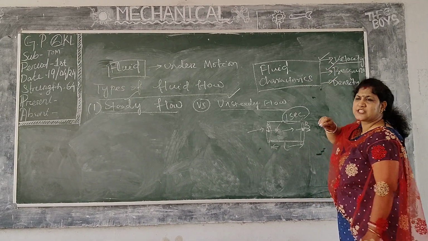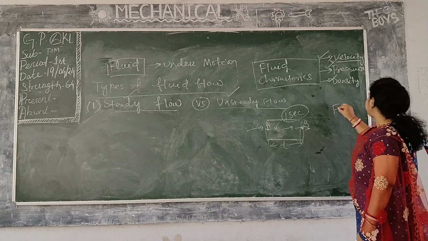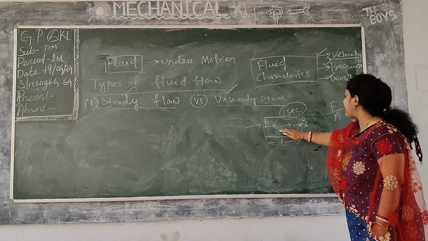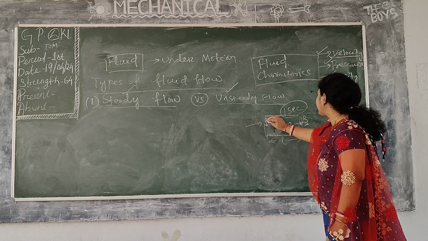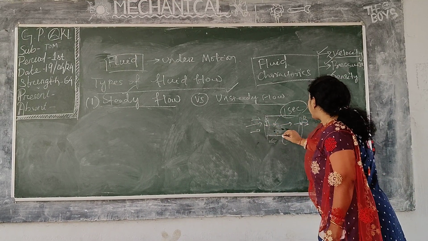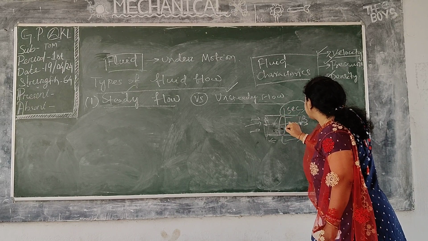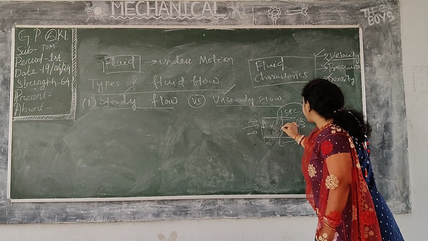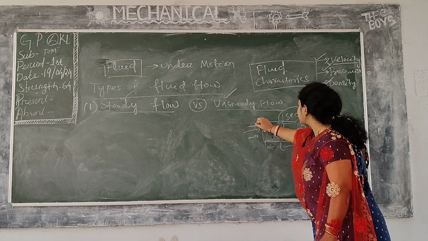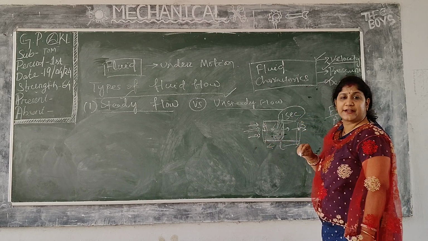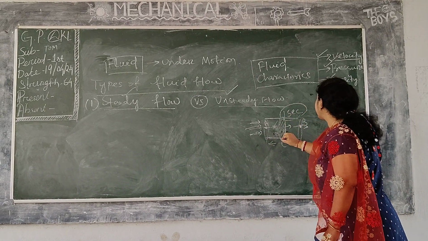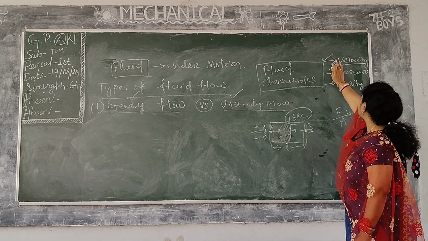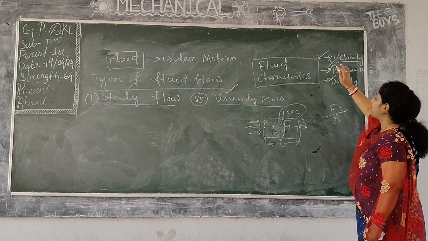Next, pressure. Pressure means what? The force of liquid per unit area. If this is the same pipe, suppose I am considering this plate, a small section. The force applied by this much quantity of fluid per unit area is known as pressure. So we have understood velocity, and now we have understood pressure.